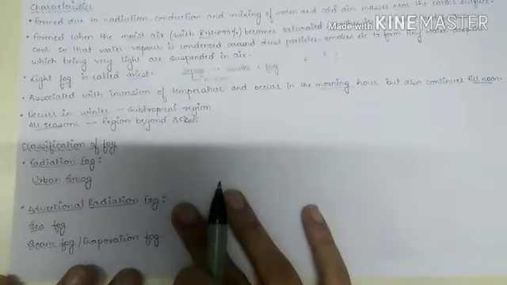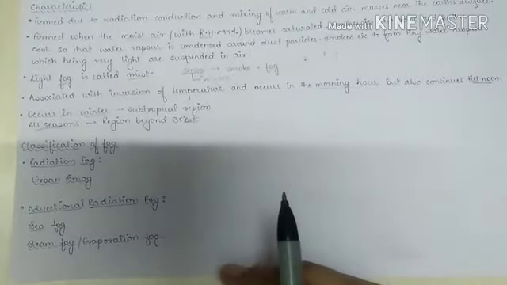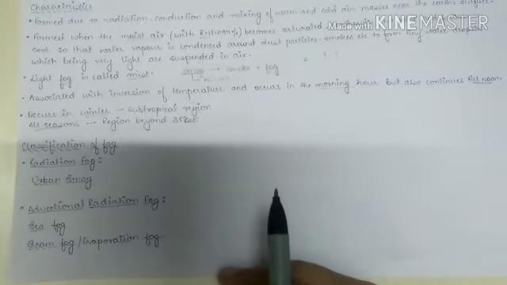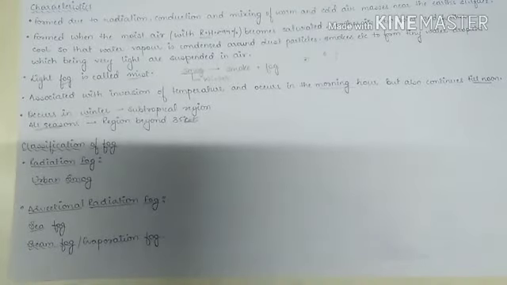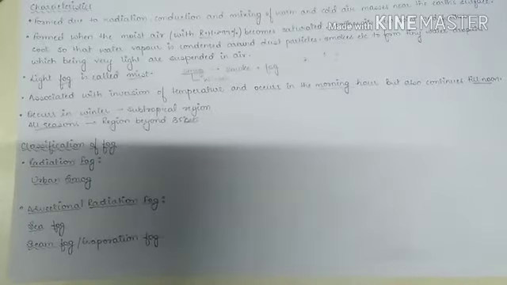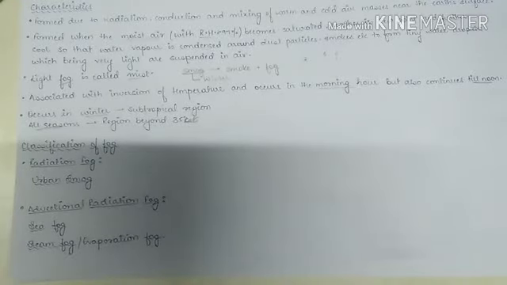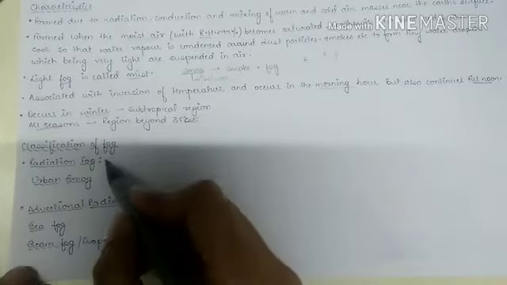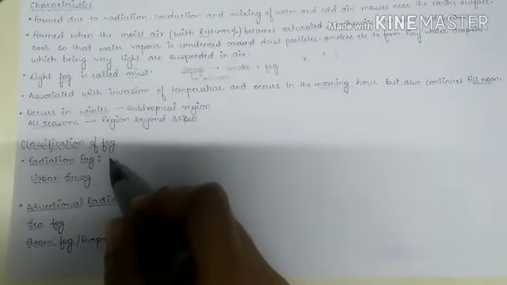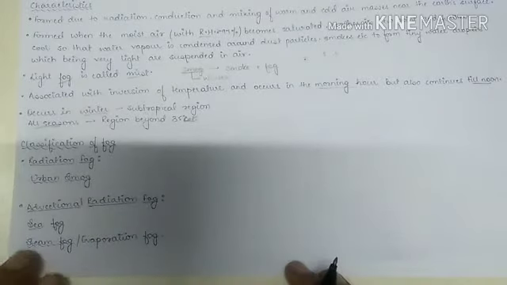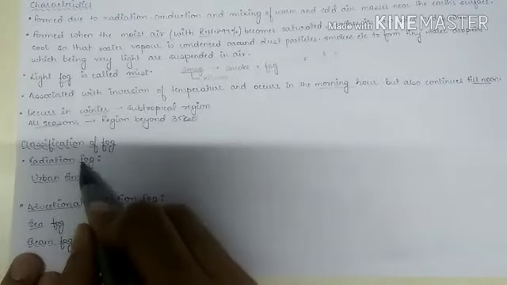Now, we have the classification of fogs. Fogs are classified into various types on the basis of their visibility, on the basis of their origin, etc. But basically we have listed a number of fogs. So the first one is radiation fog.